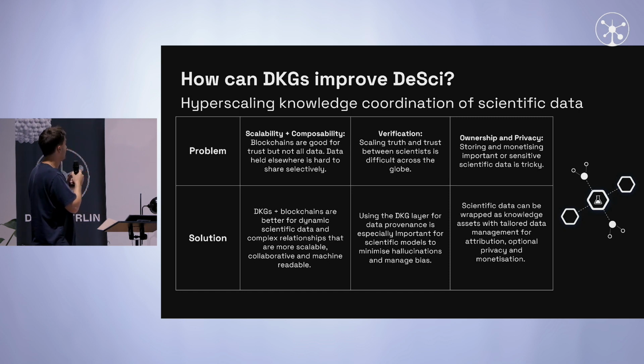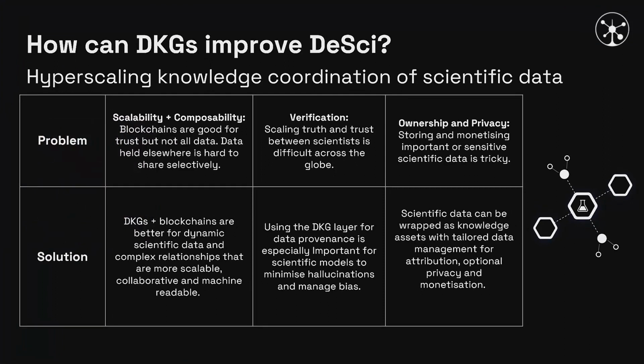Whereas the solution Jurij outlined with DKGs plus the blockchains, they're a lot better for dynamic scientific data and complex relationships that I'm sure many of you are working with in your studies. That means that we can make them more scalable, more collaborative, and more machine readable, which is what we'll get onto a little bit later. Verification, obviously, a very important part of it when we're talking about scientific assets.